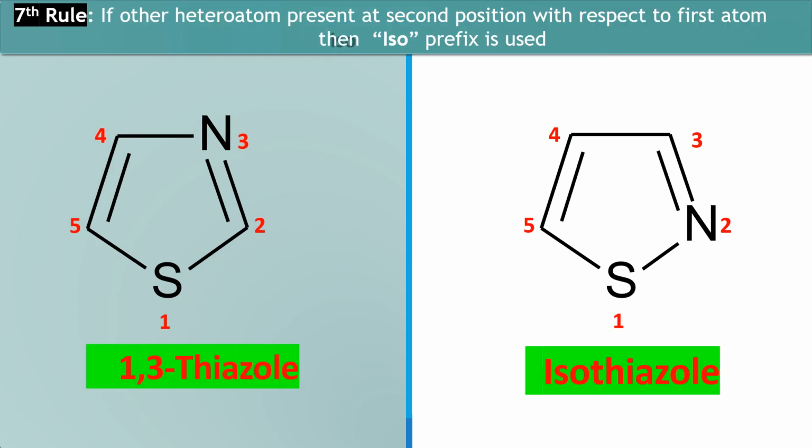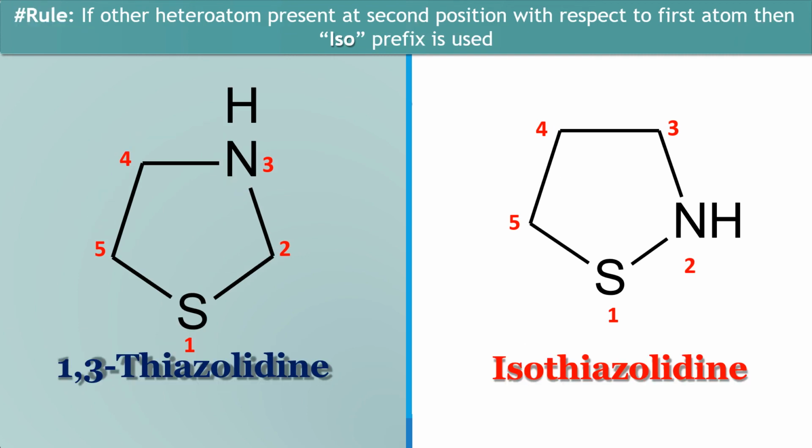Next, the same for sulfur and nitrogen, similar: 1,3-thiazole. Here is isothiazole, meaning the sulfur is next to the nitrogen. Next, similar for the saturated type of rings.